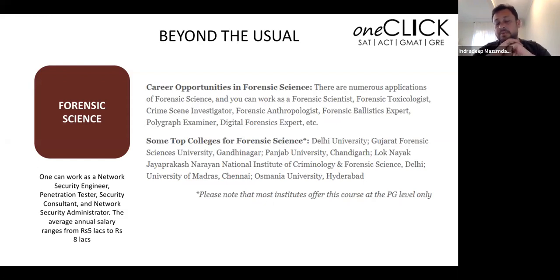The top colleges are Delhi University and Punjab University. The only thing you've got to remember is most universities do not provide it at an undergrad level for obvious reasons. It's a bit advanced for an undergraduate level, but there are certain institutes where you can start here, or on the other hand, you can do a maths or a stats degree and then move into forensic science. Sometimes you can also do a BSc computer science degree and move into forensic science if you want to get into it using technology and digital.